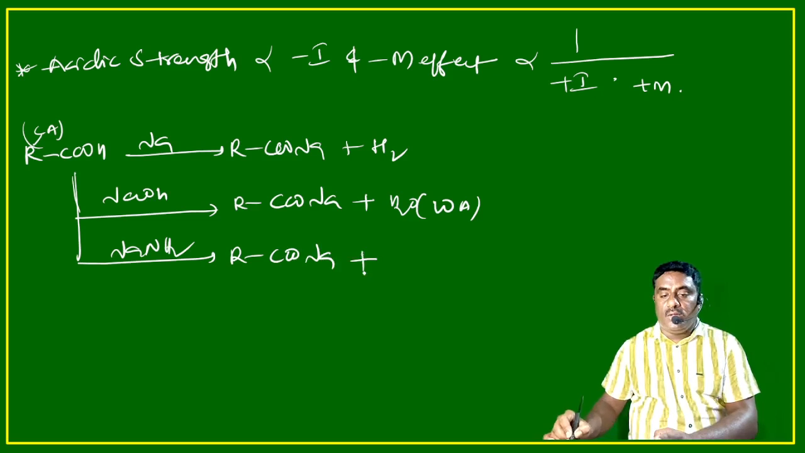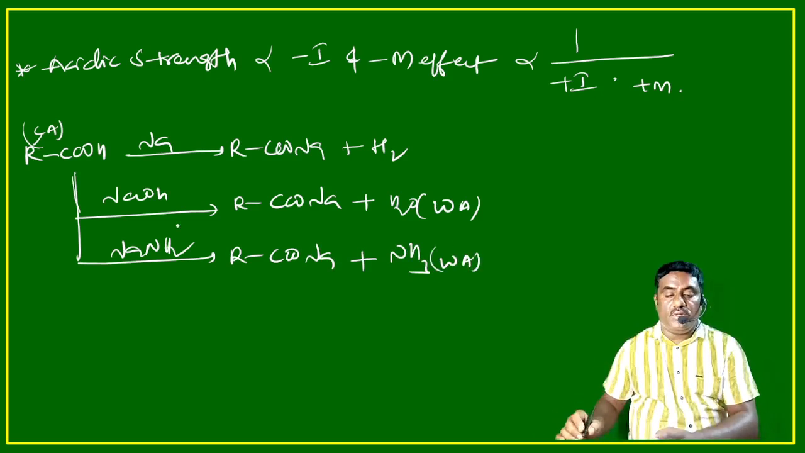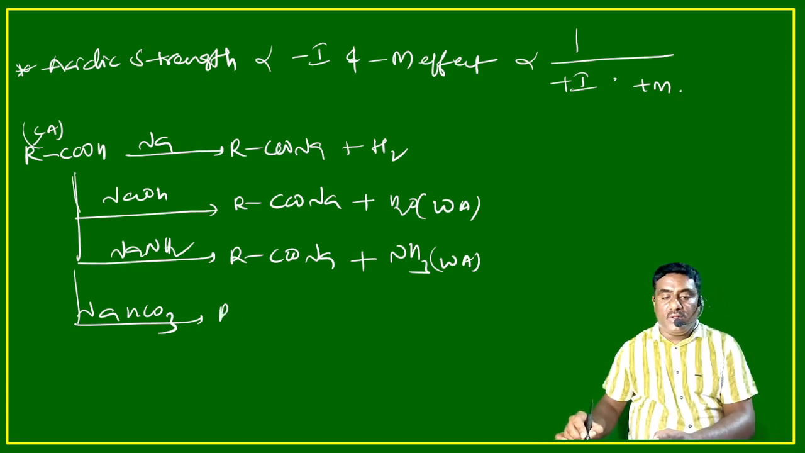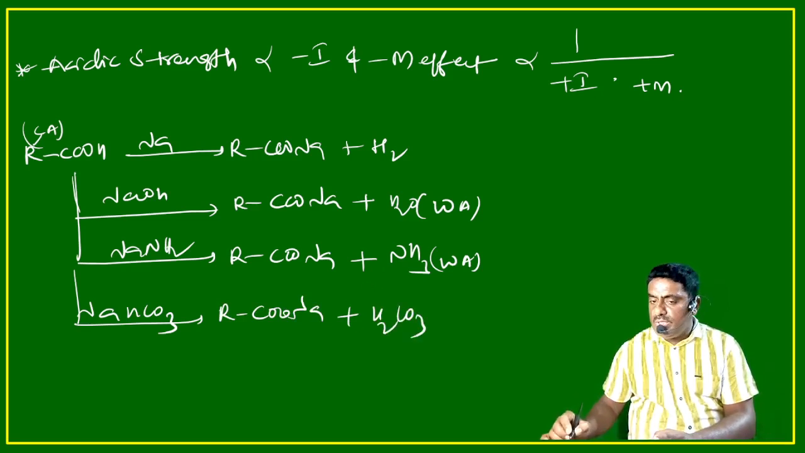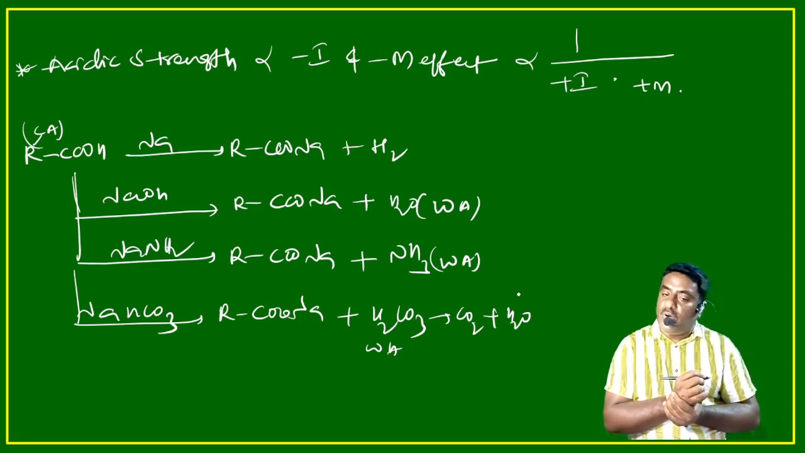RCOONa, the sodium salt of the carboxylate ion, is produced along with ammonia. Ammonia is a weak acid. So is this reaction also possible if it reacts with NaHCO3, sodium bicarbonate? It forms RCOONa, the salt of the carboxylate ion, and H2CO3. H2CO3 is a weak acid, which decomposes to form CO2 and H2O. This reaction is also possible.